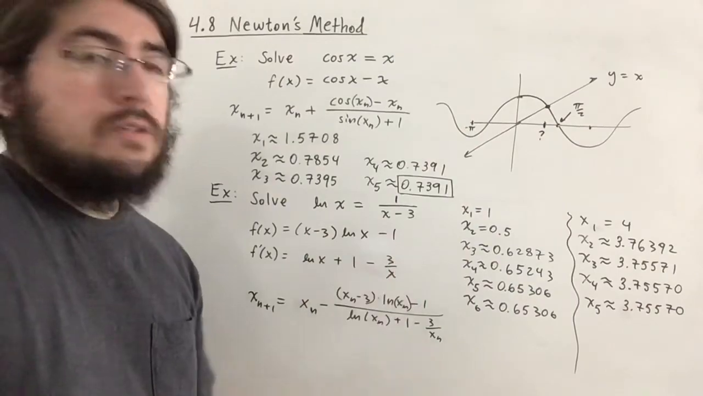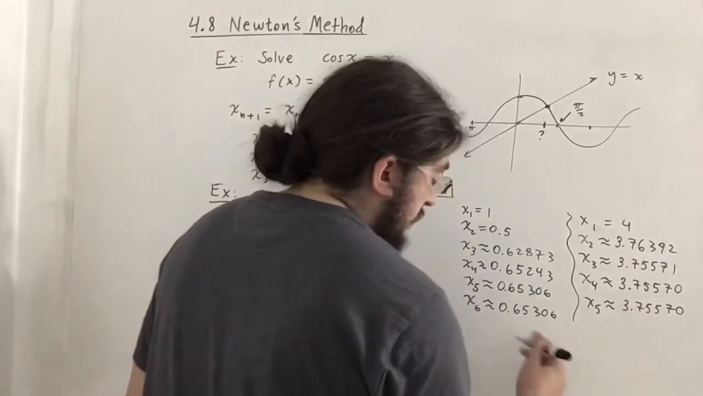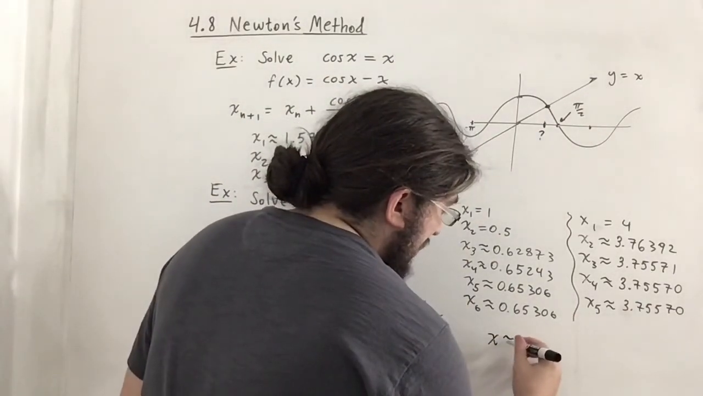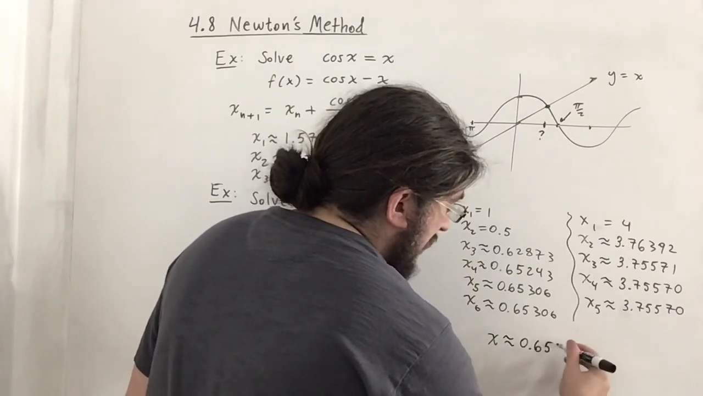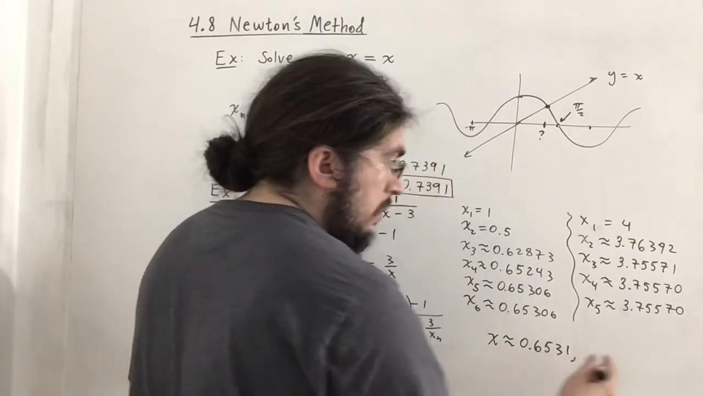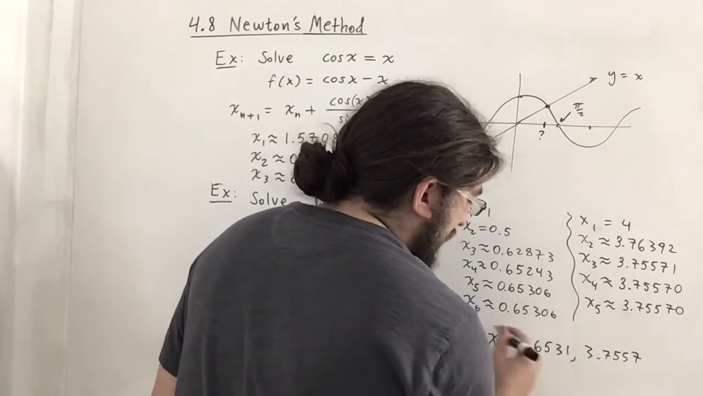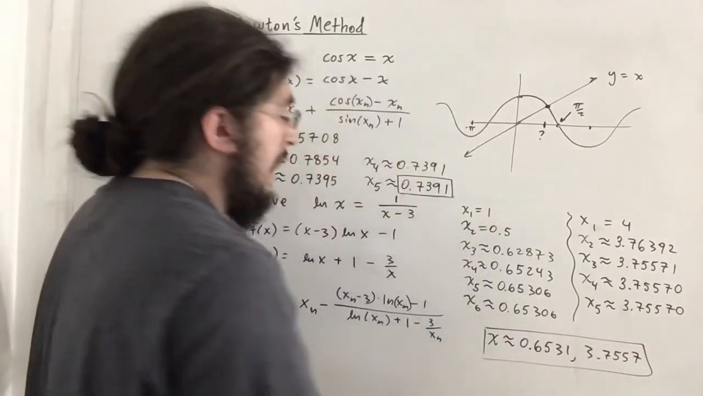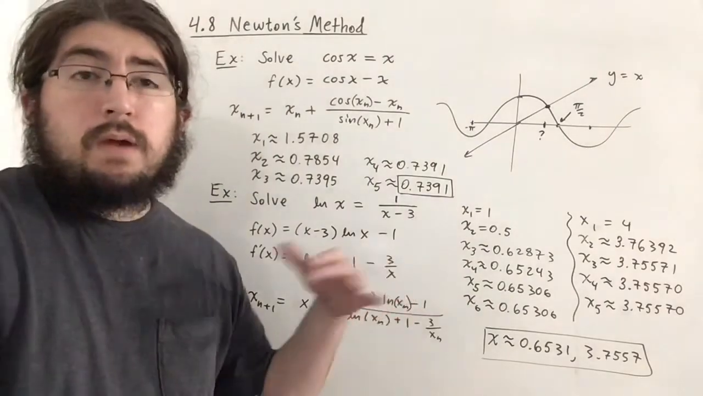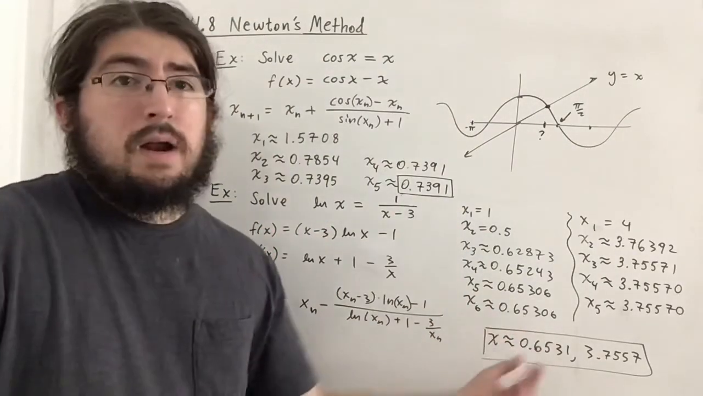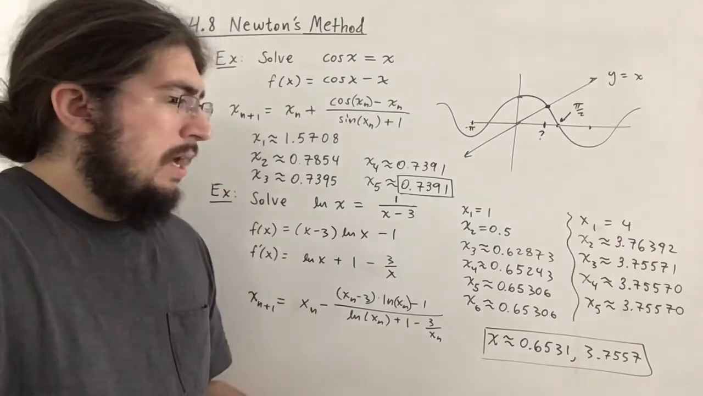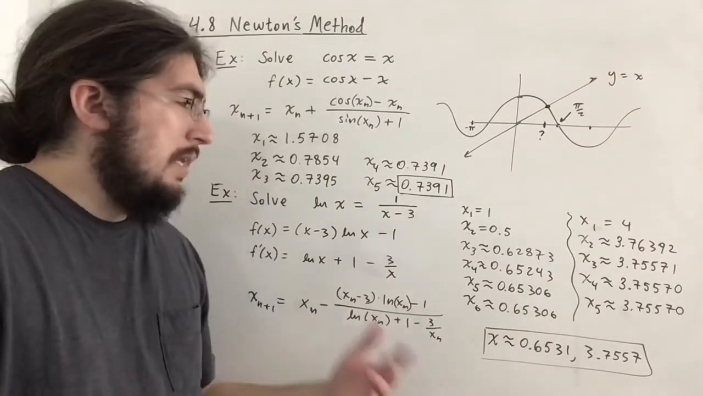Alright, so here are our solutions, and of course to 4 decimal places of accuracy, I'm just going to write them as x is approximately 0.6531 rounding to 4, and then 3.7557 again rounded to 4 decimal places. And notice these are about what we estimated. One was less than 1, and the other was a little bigger than 3. It's actually pretty bigger than 3, but that's fine.